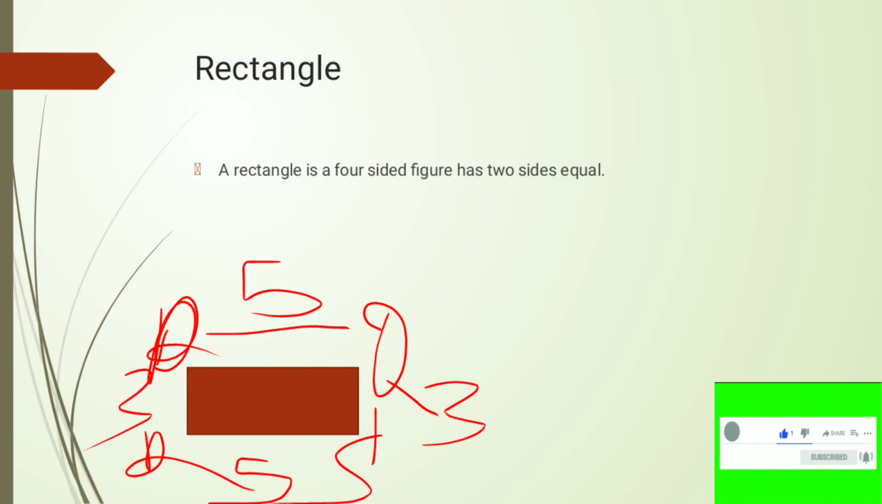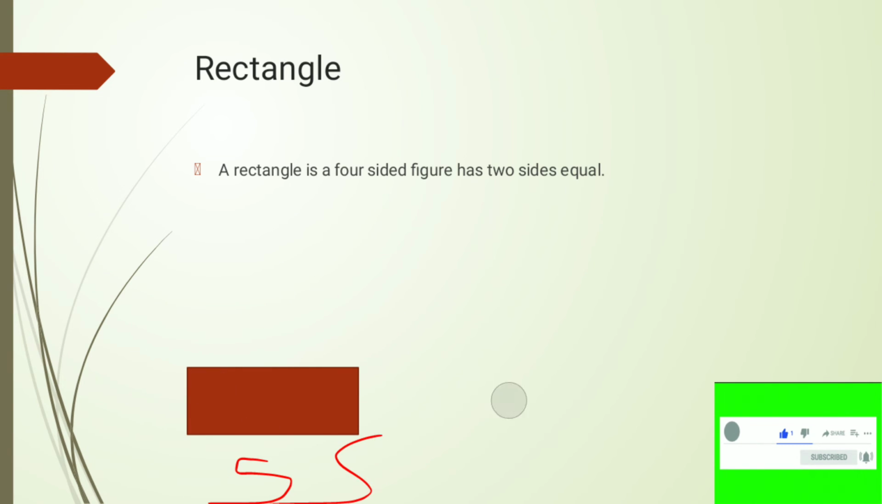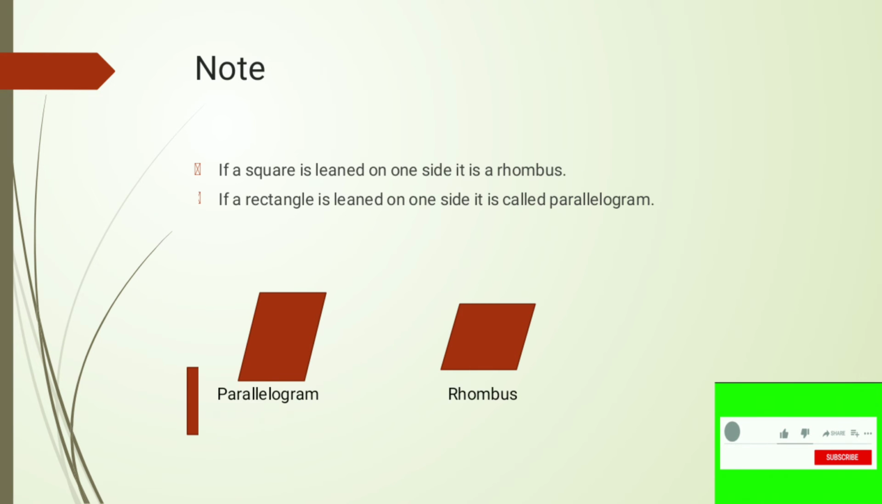Now I'm going to give you a small note. See it and write it in your notebook. If a square leans on one side, it becomes a rhombus. You know what a rhombus is, right? See this, it's a rhombus. It looks like a square. See, this is a square I have drawn, and a rhombus is just a little bit tilted or leaned.